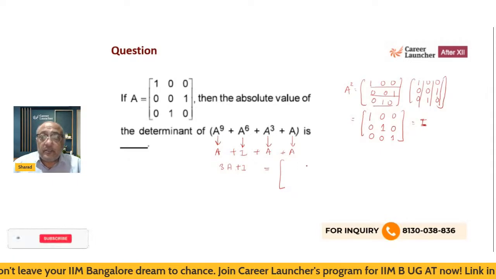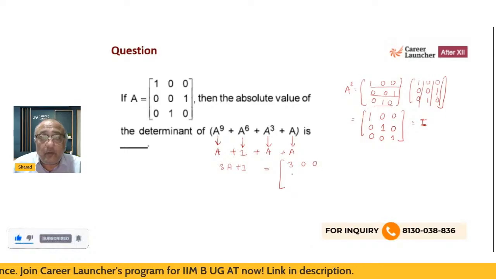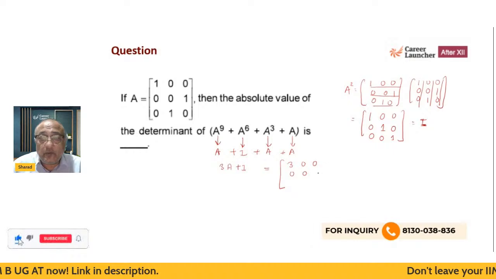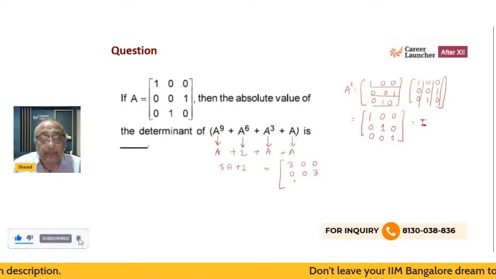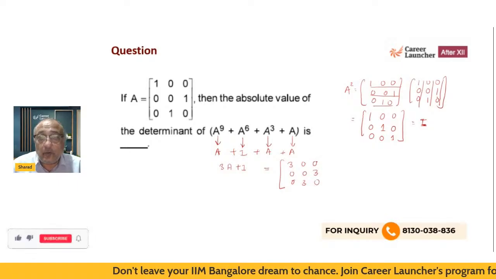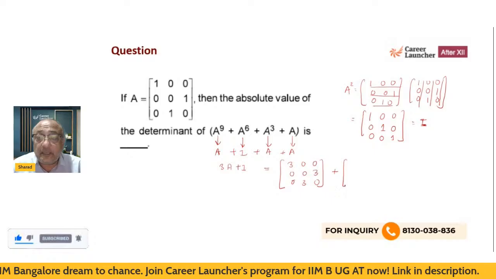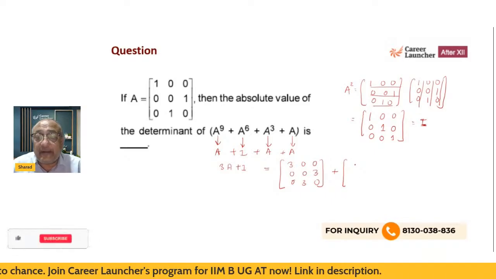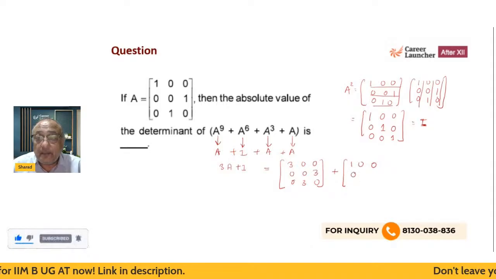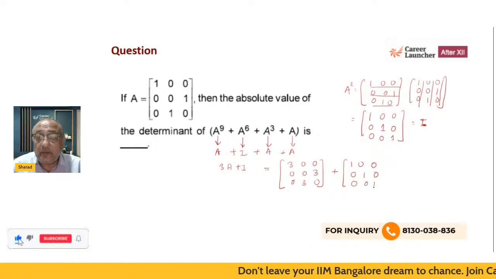Here, we will write 3A, which is 3, 0, 0. And over here, we'll have 0, 0, 3. Everything will get multiplied with 3. 3, and this is 0. Plus, why am I not directly taking the determinant? Because first I have to come to a singular matrix, then I can find the determinant. And this is 1, 0, 0, 0, 1, 0, 0, 0, 1.